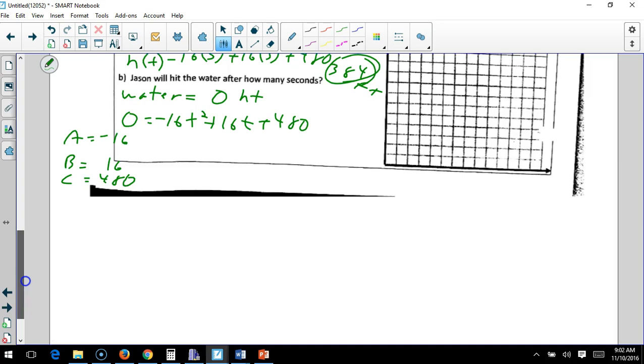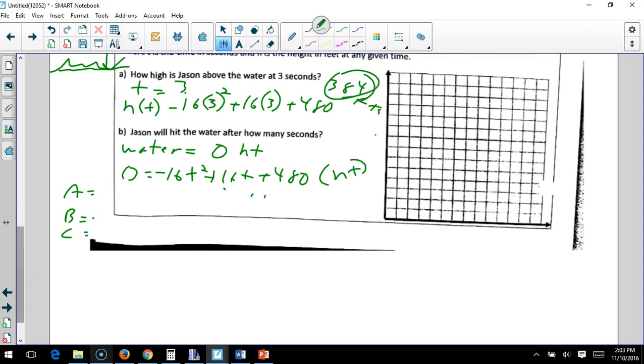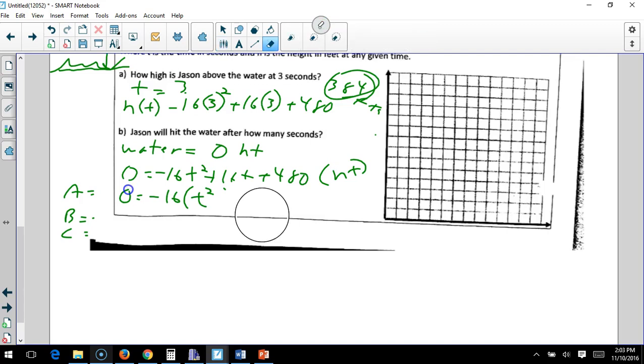And I can't. I'm actually going to make these numbers smaller to make my life easier. So what I'm going to do is factor out a 16 or negative 16. That's your choice. I personally want to factor out a negative 16. And the reason is it leaves my t squared positive. And that just makes life a little bit simpler than dealing with the negative t squared. So when I divide by negative 16, I get positive t squared minus t, or 1t, minus 30. Now, my numbers are 1, negative 1, and negative 30, which are much easier.